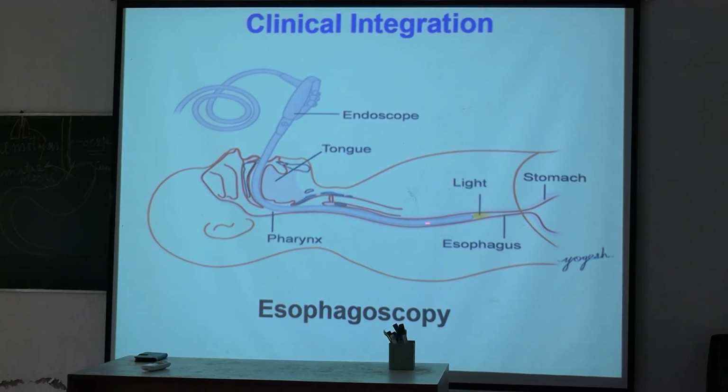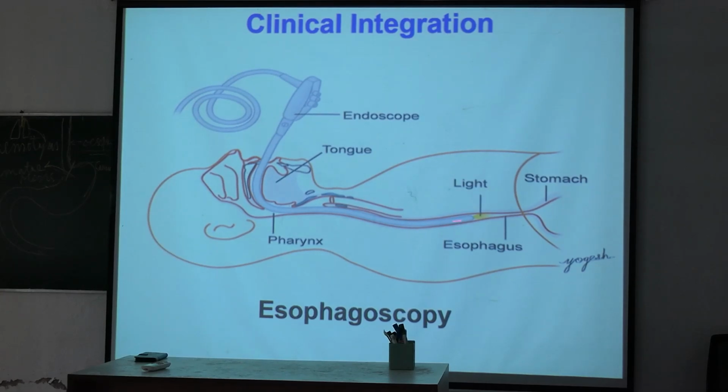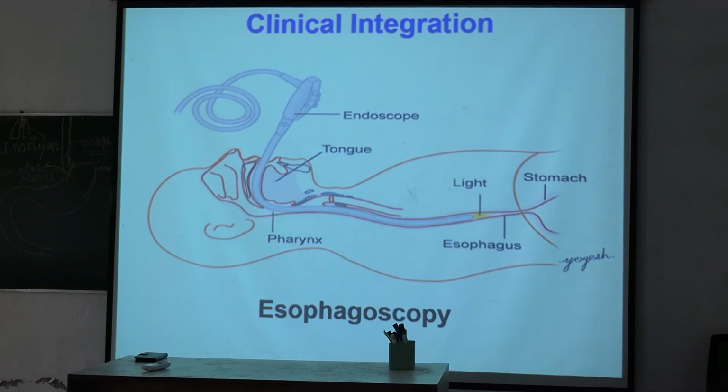Okay, at different constrictions. It is passing through the oral cavity, oropharynx, laryngopharynx, then esophagus, and gradually into the stomach. Okay, and at the tip of the endoscope, there is a light present for visualization of the lumen.